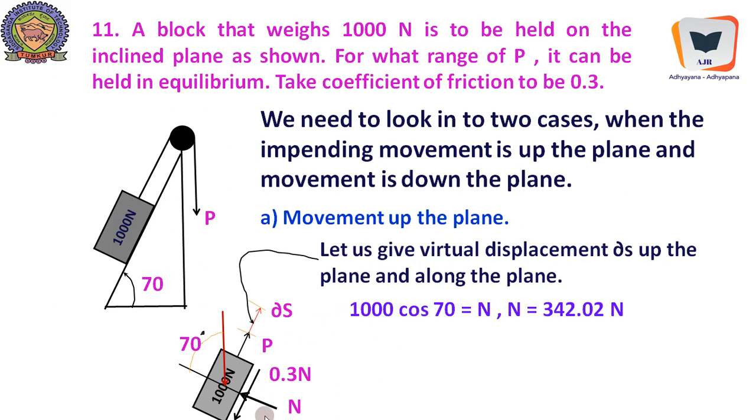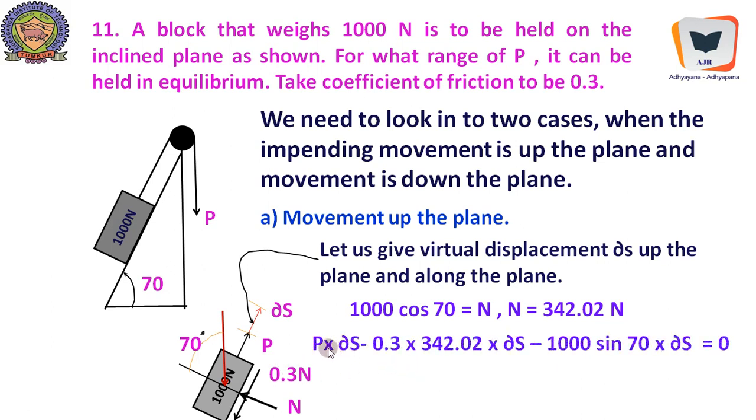In order to find the value of N, we need to resolve the forces perpendicular to the incline. We will find 1000 cos 70, which is going down, should be equal to N. N is positive and this is negative. We will get a value of N equal to 342.02 Newton. Therefore we will find P into del S, P going up in the rightward direction as far as this x-axis is concerned, which is inclined at an angle of 70, into del S.